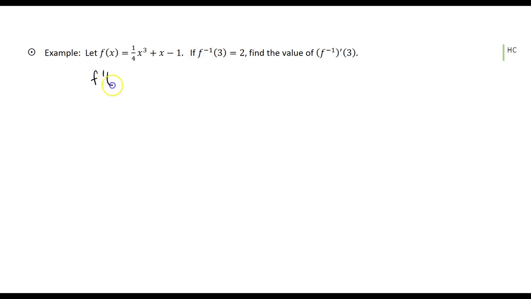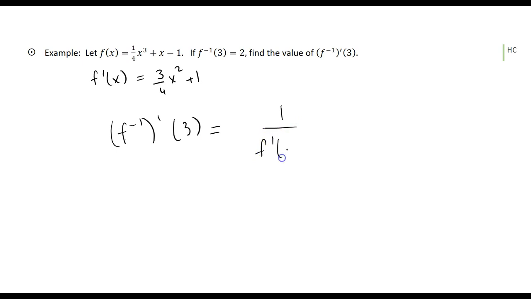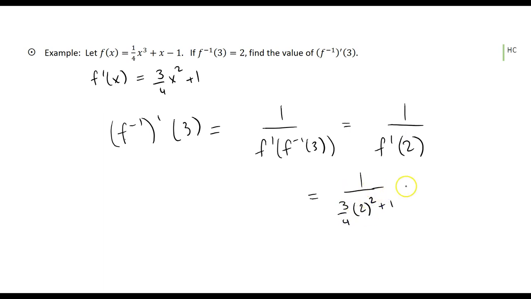So I know I'm going to need f prime of x, which is going to be 3/4 x squared plus 1. So f inverse prime of 3 is going to be 1 over f prime evaluated at f inverse of 3, which is 1 over f prime of 2. And we know that that's going to be 3/4 times 2 squared plus 1, which is 1 over 3/4 times 4 plus 1, which is 1 over 3 plus 1, which happens to be 1 over 4. So that would be my answer there.